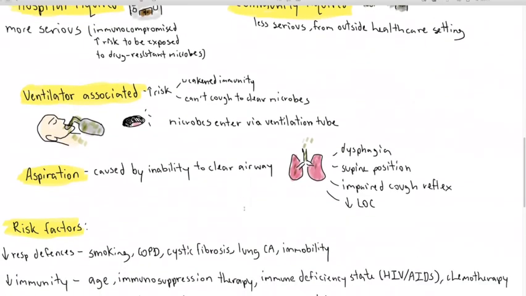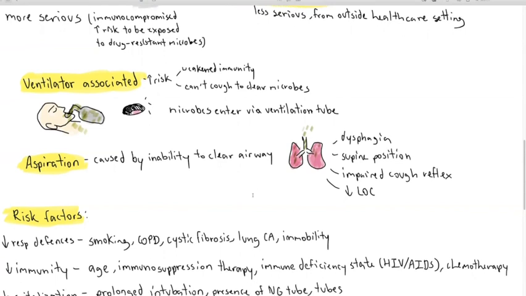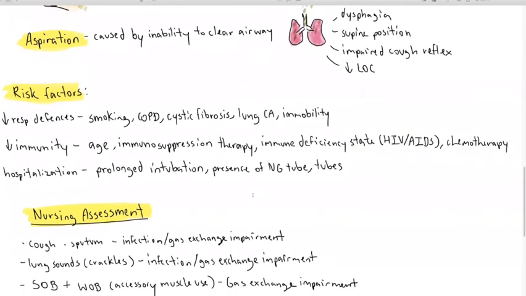And then there's aspiration pneumonia, which is caused by the inability to clear your airways. Some risk factors include dysphagia, being in a supine position, impaired cough reflex, decreased level of consciousness, decreased gag or swallowing reflex, feeding tubes, gastric distension, and maybe acid reflux.